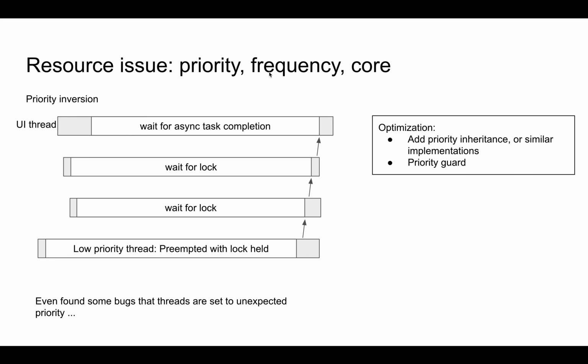We can add priority inheritance for Java synchronizations by wrapping futex, and sometimes even a simple priority guard is good enough. That means adding a priority floor or roof for the critical section. We have also seen some bugs that set threads to unexpected priority, which leads to background tasks preempting foreground tasks. Priority guard will also help with these issues.